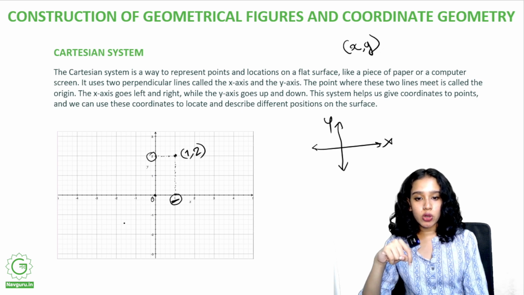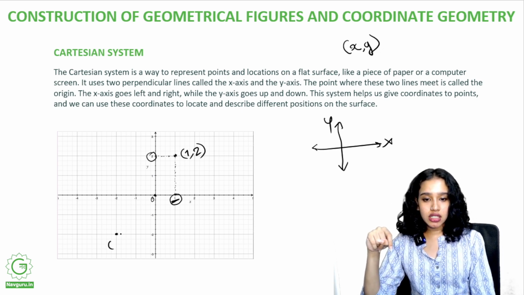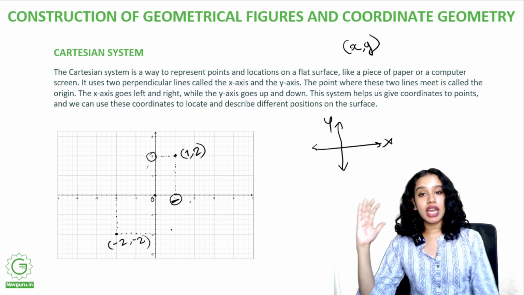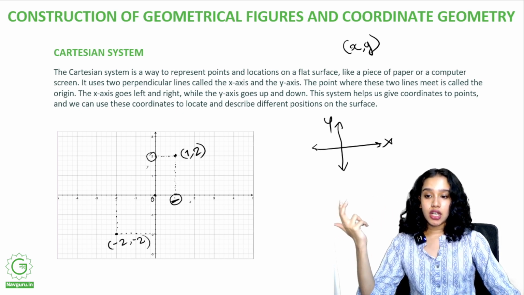Now if I have to locate a point here, what is the x coordinate here? The x coordinate is -2. And what is the y coordinate? The y coordinate is also -2. So this is how we explain the location of a point using the Cartesian system.